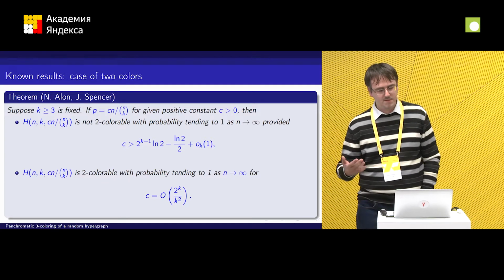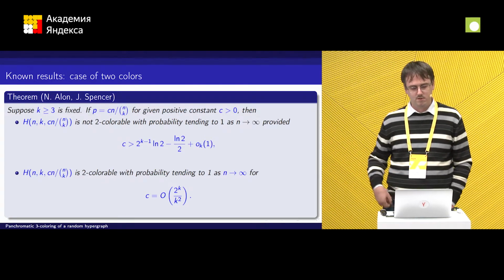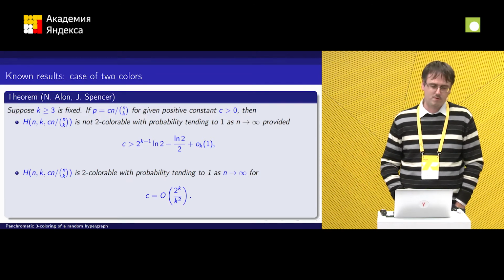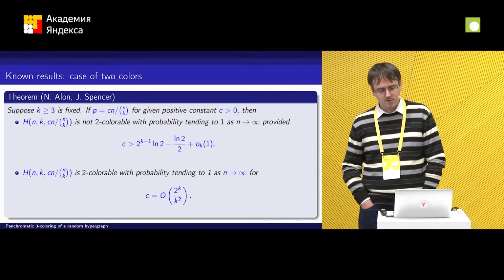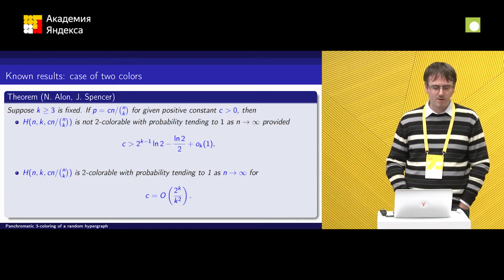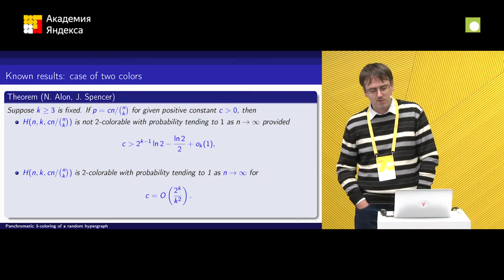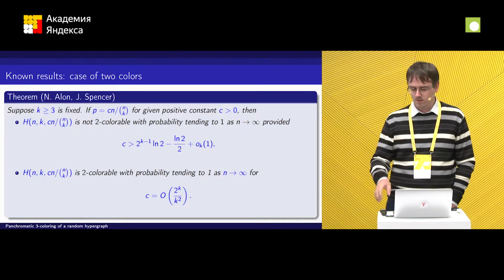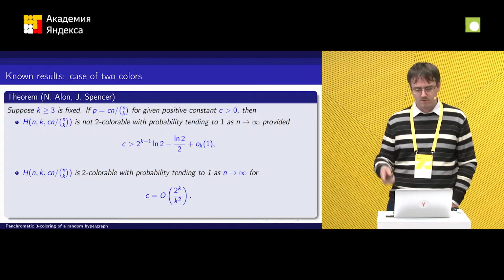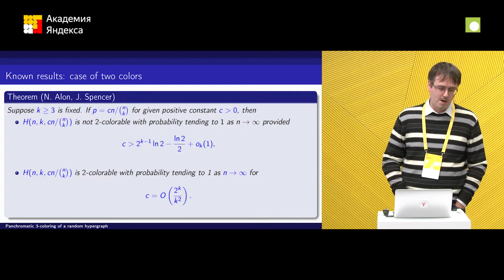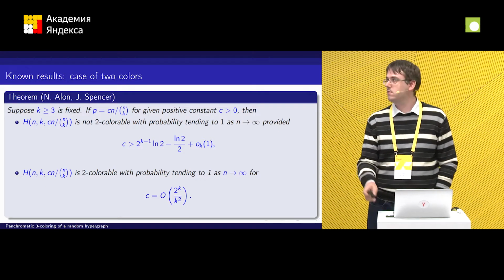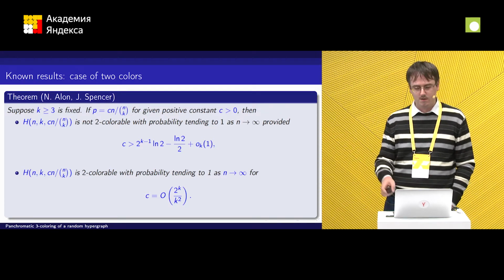And what is known? Alon and Spencer proved that in the sparse case, we have a threshold. They showed that if k is large, maybe even fixed, and p is equal to c n over n choose k for a given positive constant c, then we have two cases. Our random hypergraph is not 2-colorable with probability tending to 1 if our constant is greater than 2 to the power k minus 1 times log 2 minus log 2 over 2 plus something tending to 0 with growth of k. On the other hand, it is 2-colorable with high probability if c is less than 2 to the power k divided by k squared.